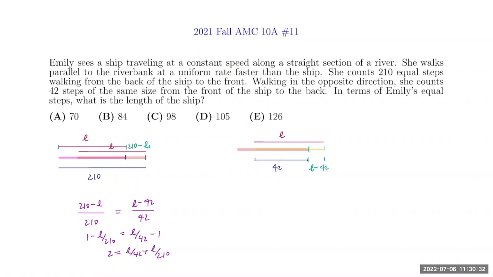If we find a common denominator, that gives us 6L over 210 is equal to 2. We multiply 210 to the left-hand side, leaving us with 420 is equal to 6L. Now we just solve for L, and that gives us L is equal to 70. So now we know that the length of the ship is equal to 70 steps by Emily. And that is answer choice A.